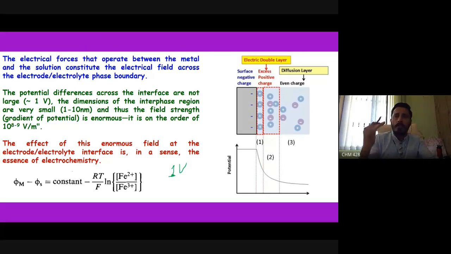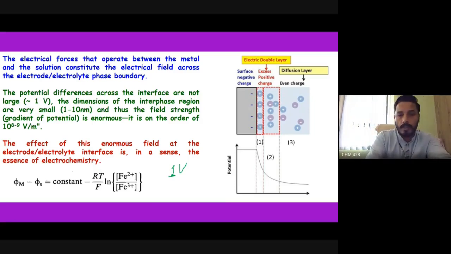But where is this 1 volt acting? It is acting at the electrode-electrolyte interface. What is the dimension of that electrode-electrolyte interface? It is a few molecular diameters, maybe 1 to 10 nanometer. It is a few nanometers.